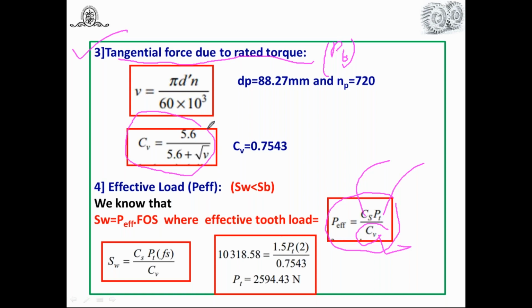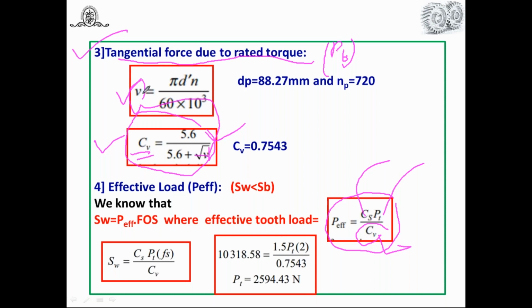For helical gear design, always use CV = 5.6 / (5.6 + √V). In spur gear design, to calculate the velocity factor, first you have to define the pitch line velocity. How to calculate it? V = π D N / (60 × 10^3). Once you get V, you can substitute it here and you will get CV.